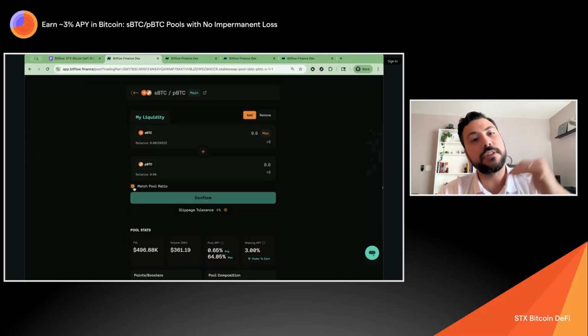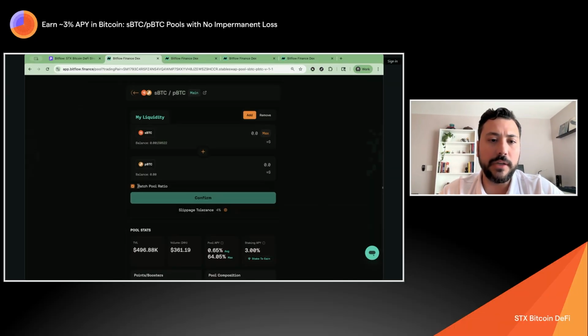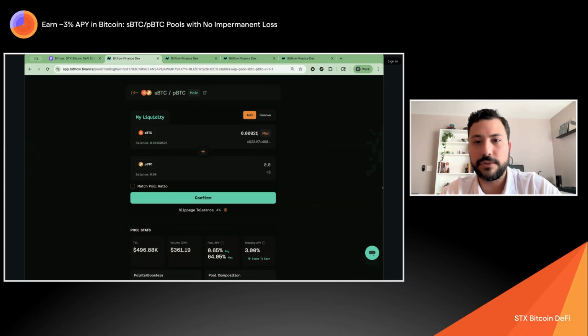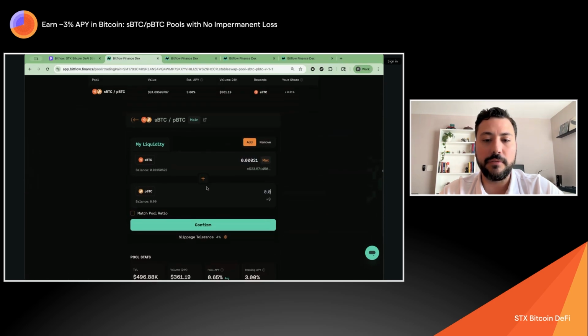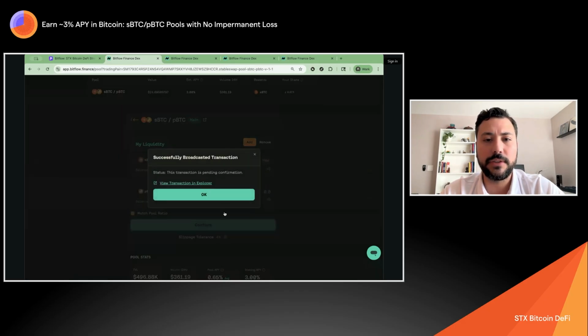And if you want to add just single-sided liquidity, which is in this example, you uncheck Match Pool Ratio, and you can add any amount. I'm going to add here $23, 0.0021 sBTC. As you can see, you don't have to add pBTC to the other side. You're going to click Confirm. There's going to be a pop-up. You approve that transaction on your wallet. And now you have this pop-up, successfully broadcasted, transaction is pending confirmation.